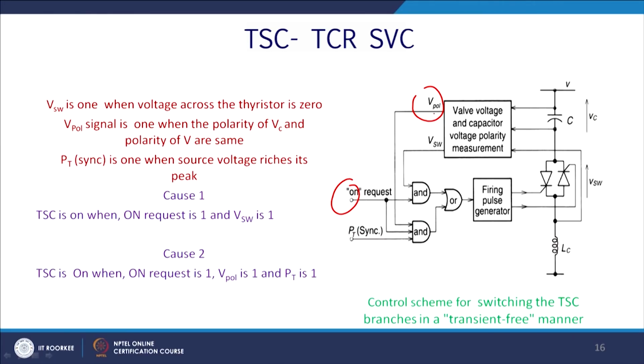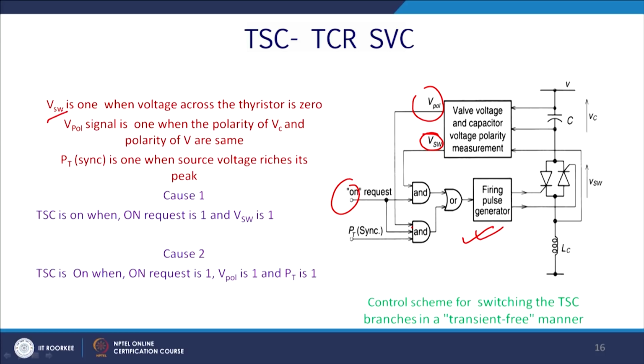So, what happens? If you have an on request, then first of all you require synchronization with the PT. That comes from the potential transformer, essentially a voltage template, and it will also check the pole voltage. With the on request, you check the switch voltage too. Then it will AND them, and then OR, to give a triggering pulse, because there are two conditions, clause 1 and clause 2.